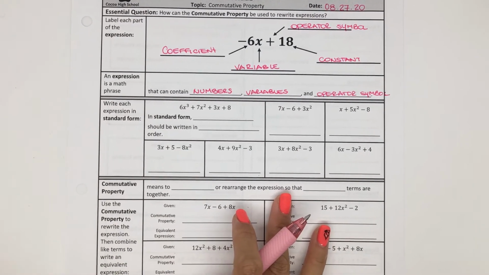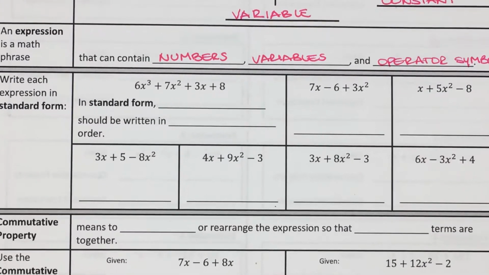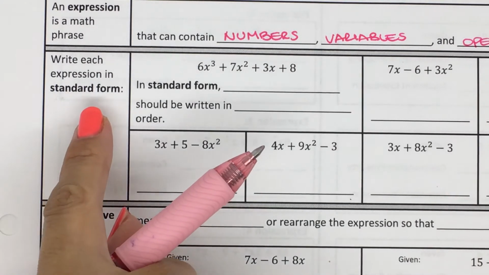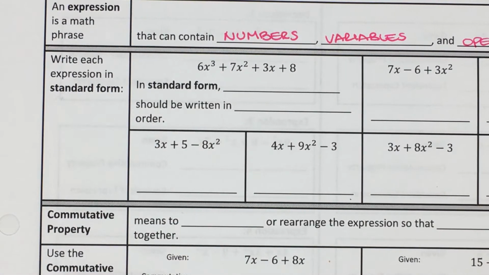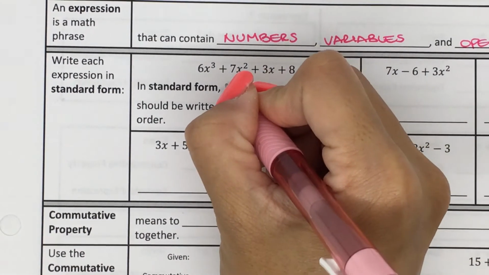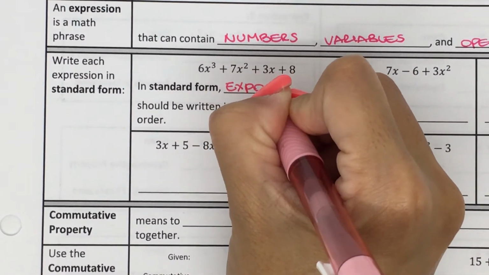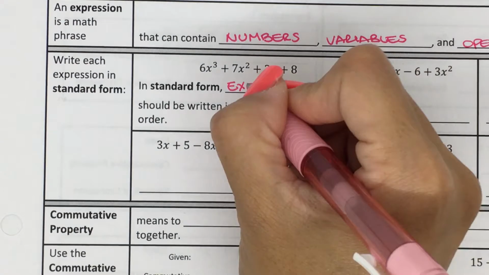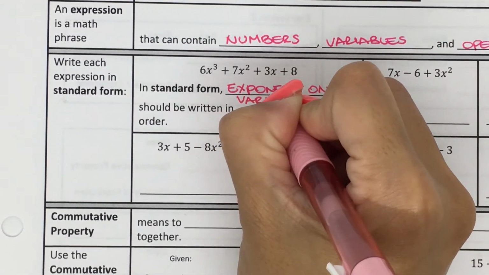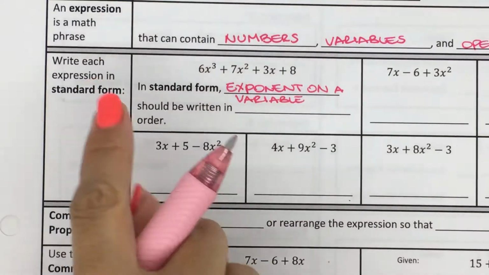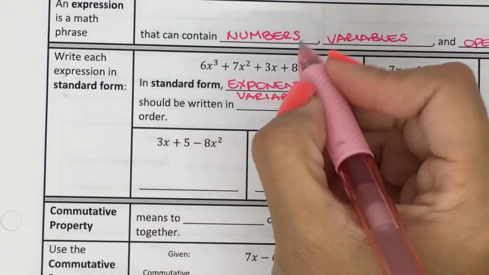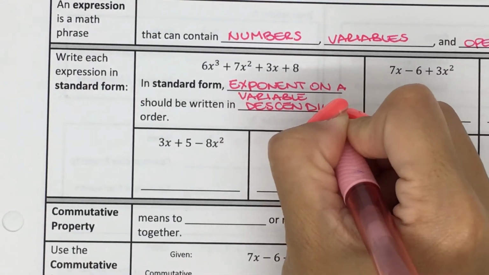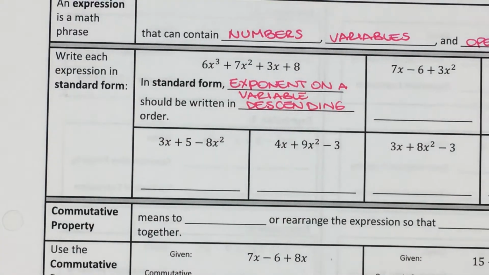Next, I'm going to zoom in here, and we're going to talk about standard forms. So in a standard form, the exponent on a variable should be written in descending order. What does it mean?